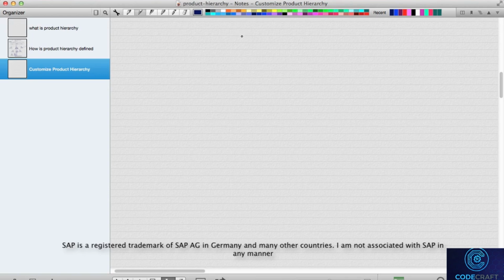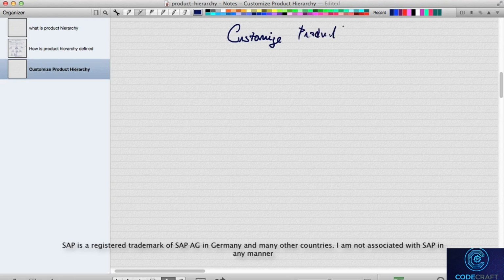Okay, the next question is, can you customize the product hierarchy? Meaning, is it just 3 levels? Can't you do more levels? Yes, you can customize product hierarchy.